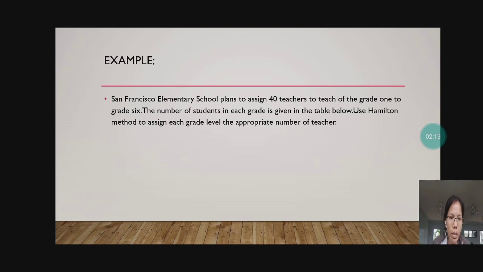So here is an example of the Hamilton method. The San Francisco Elementary School planned to assign 40 teachers to teach grade 1 to grade 6. The number of students in each grade is given in the table below. Use the Hamilton method to assign the appropriate number of teachers to each grade level.